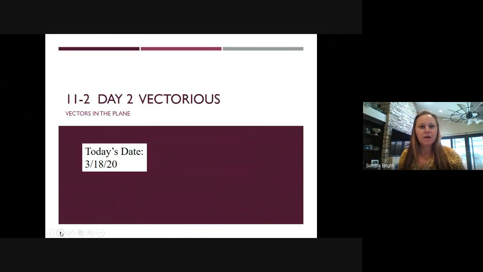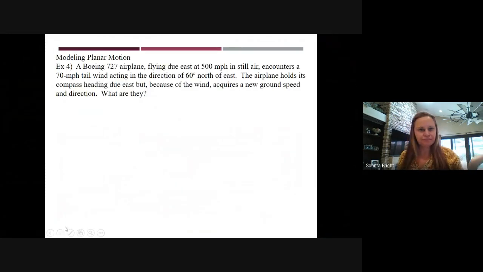So first, example 4 says a Boeing 727 airplane is flying due east, that's the positive x-axis, at 500 miles per hour in still air. And it encounters a 70 mile per hour tailwind acting in the direction of 60 degrees north of east. The airplane holds its compass heading due east, but because of the wind, it acquires a new ground speed, right?